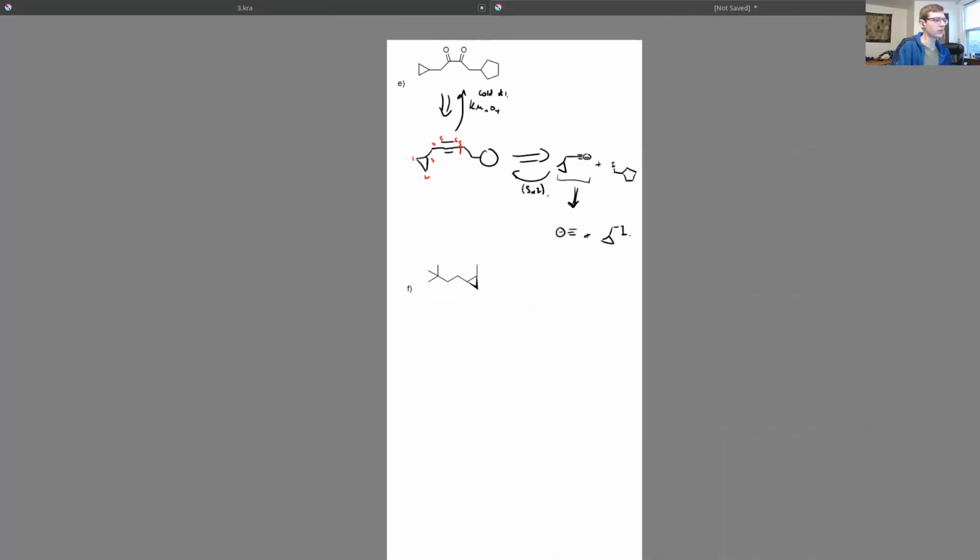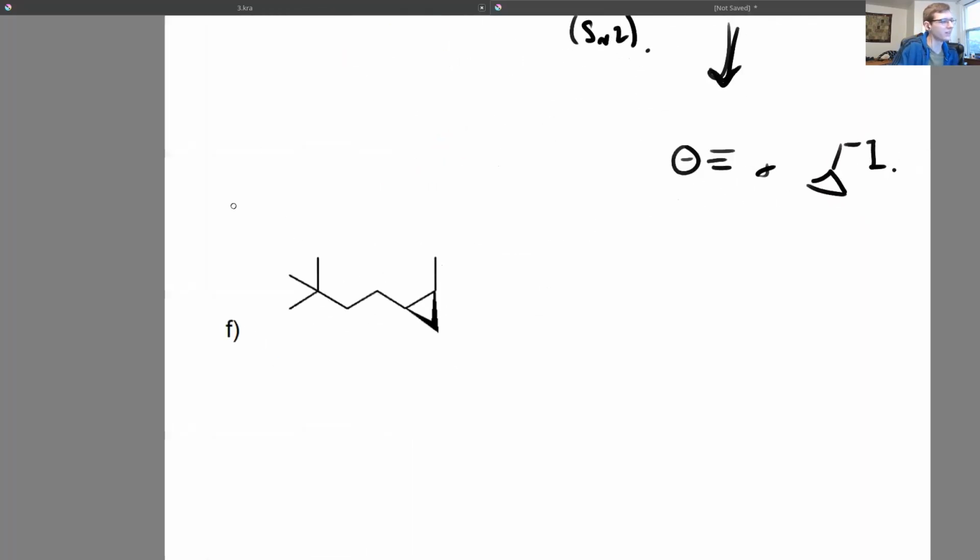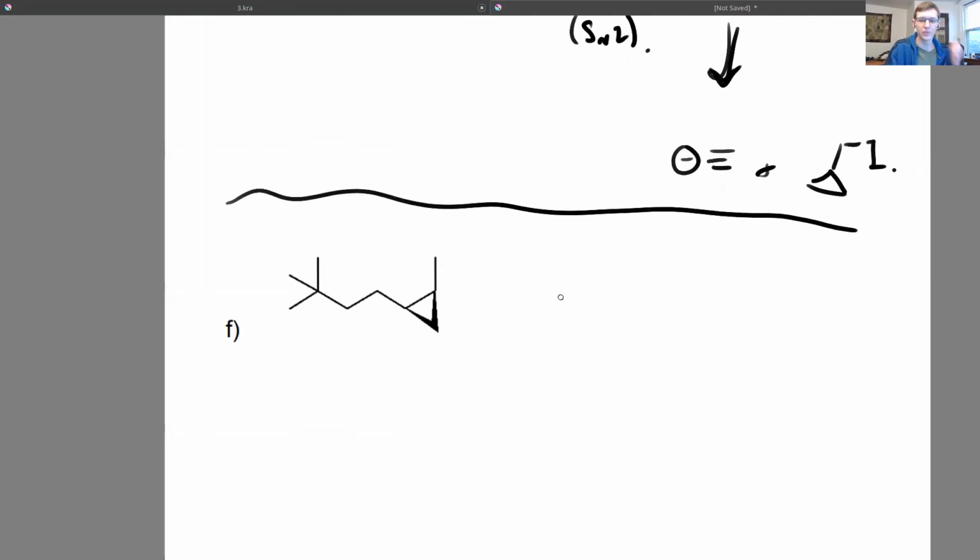Okay. And now what are we working with? Well, here is this cyclopropane, right?